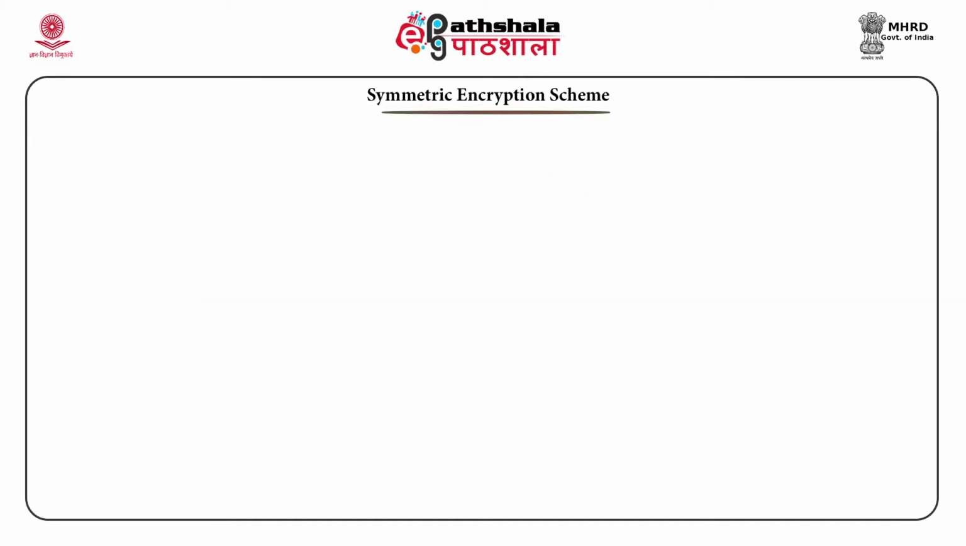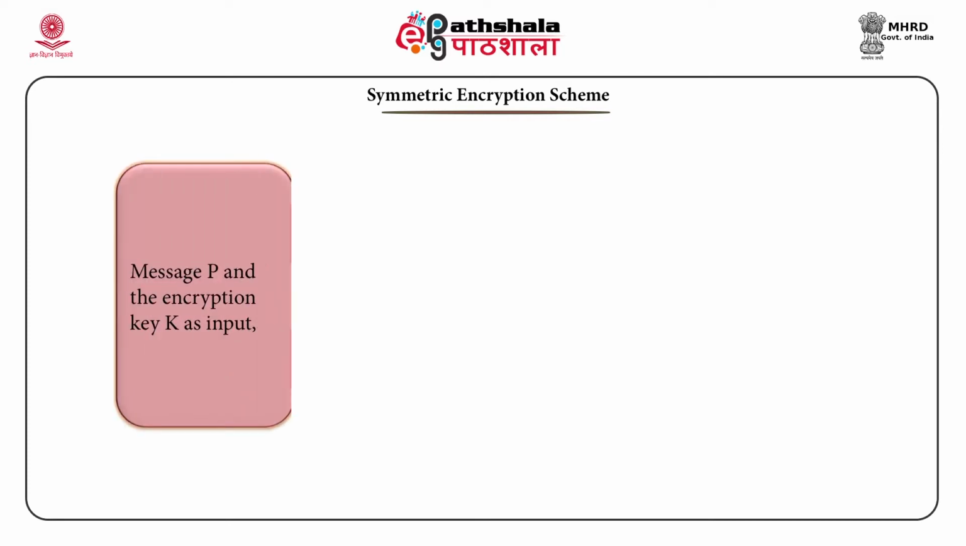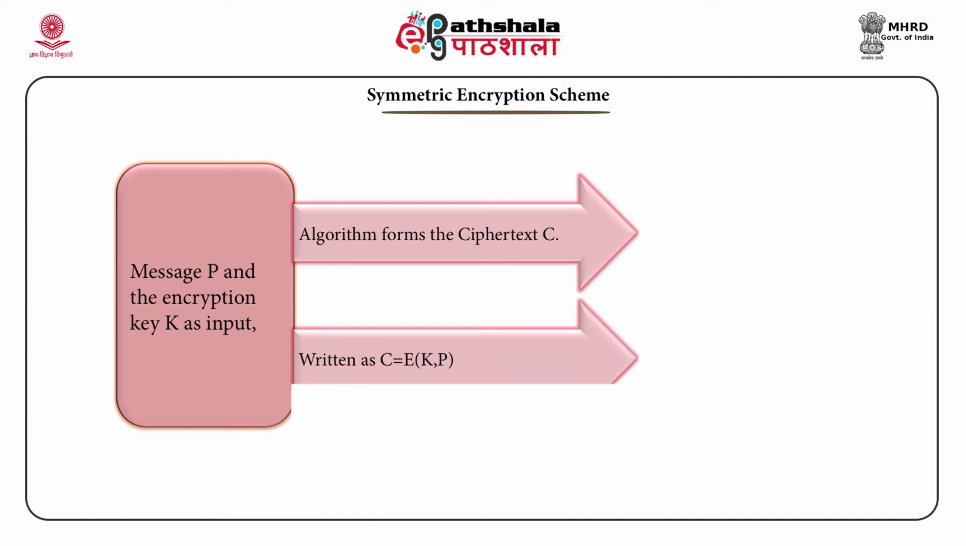What is a symmetric encryption scheme? With message P and the encryption key K as input, ciphertext C is retrieved, which is written as C equals E(K, P). Now you know all the conventions. C is the ciphertext, P is the plain text, K is the key and E denotes the encryption algorithm.